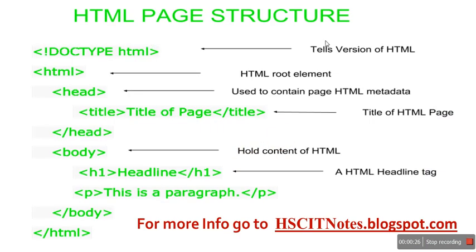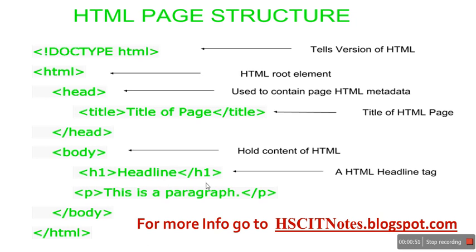So we have seen HTML page structure, which starts with the doctype tag declaration, which tells the version of the HTML. Then the HTML tag, which is the HTML root element, which is the container for all the tags of HTML. Under this we have two sections, head section and body section. Head section contains the meta information, the meta tags about the web page, whereas the body tag contains the content that you want to show on the web page.